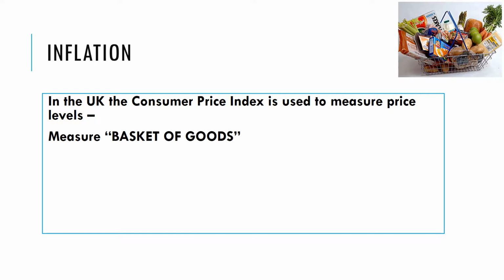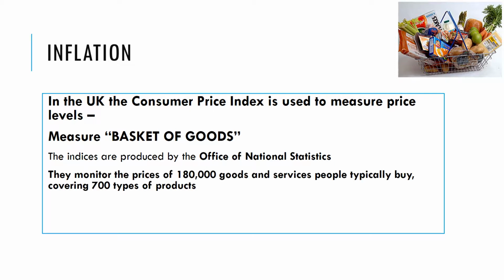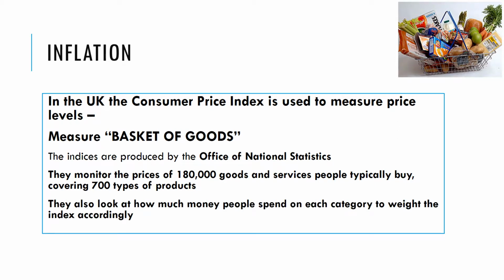The indices are produced by the Office of National Statistics. And how's this for a job? They monitor the prices of 180,000 goods and services people typically buy, covering 700 types of products. They must have some pretty big spreadsheets. They also look at how much money people spend on each category to weight the index accordingly. And we'll come back to that weighting a little bit later on.